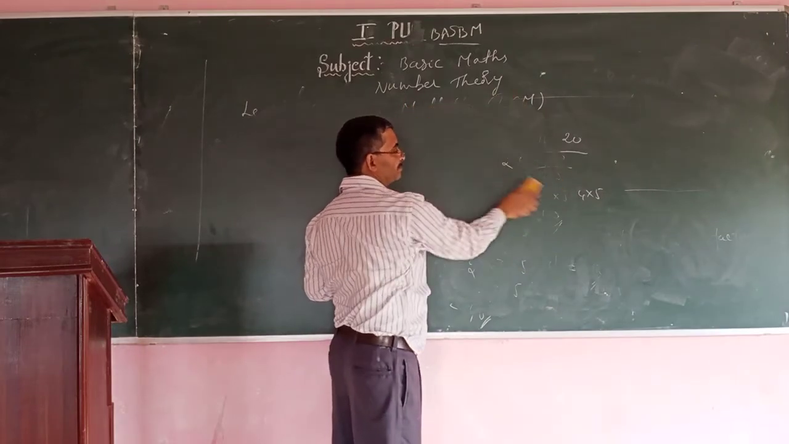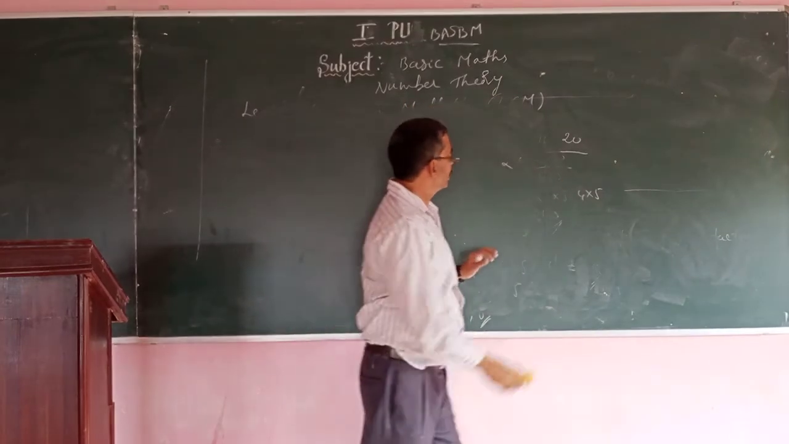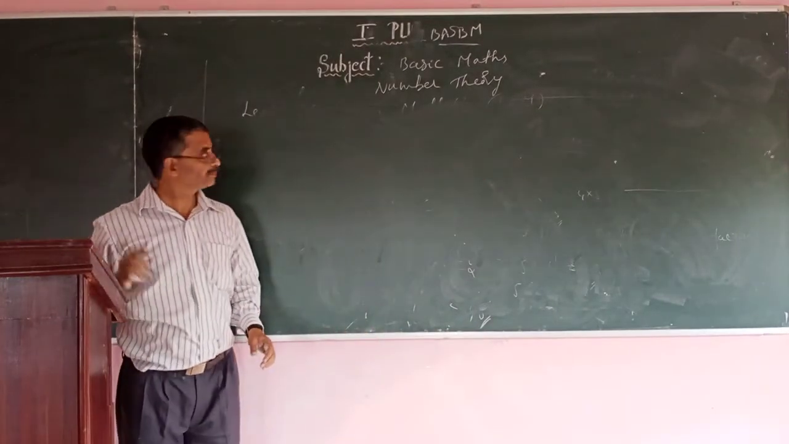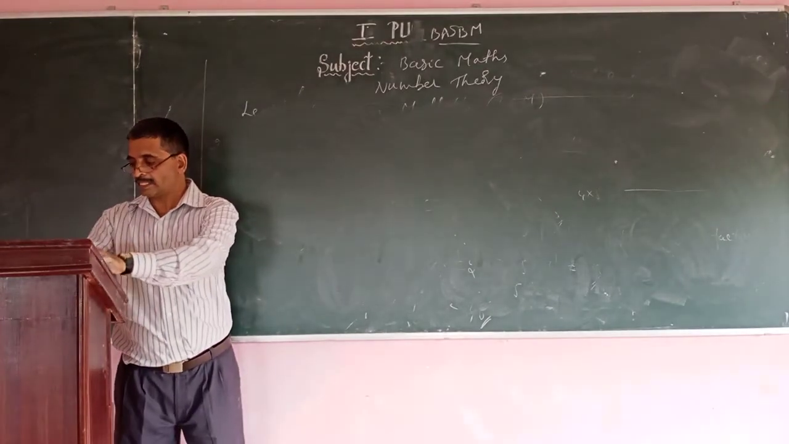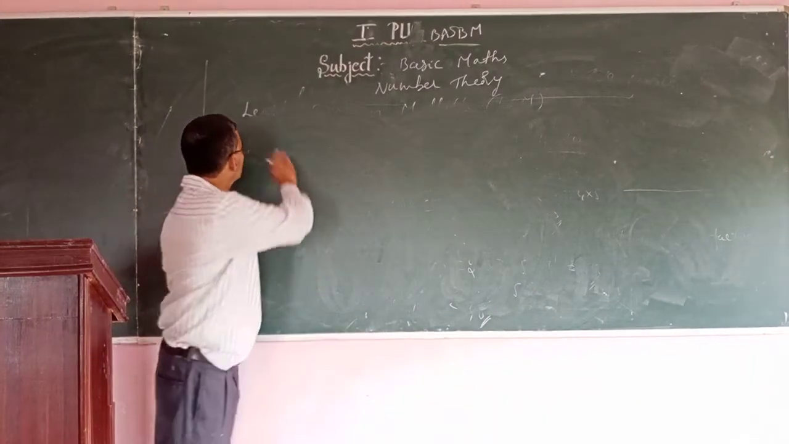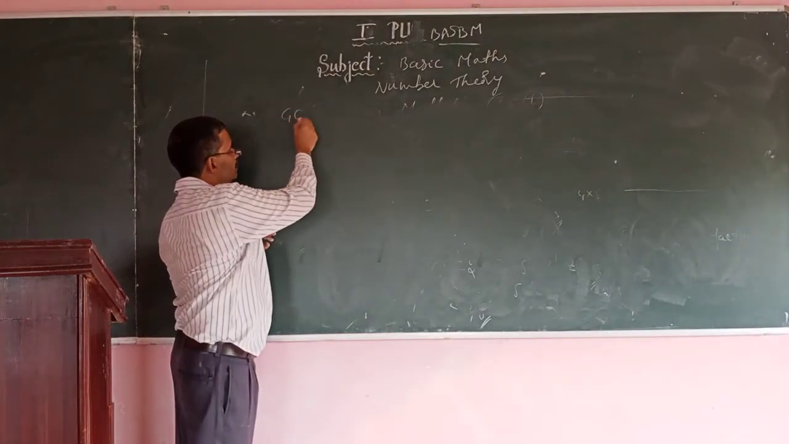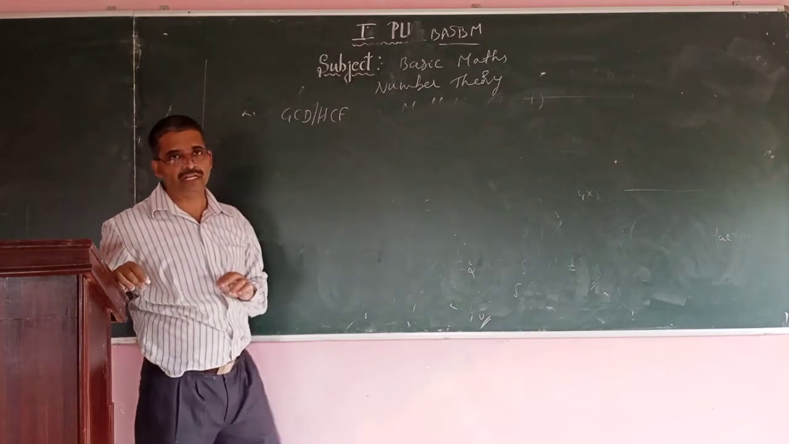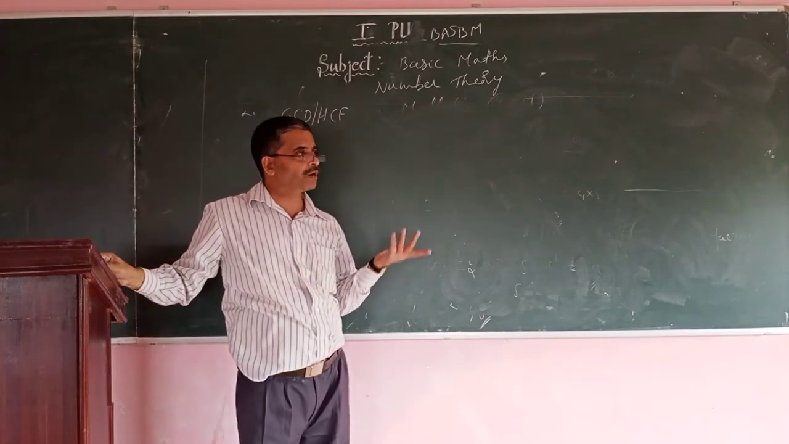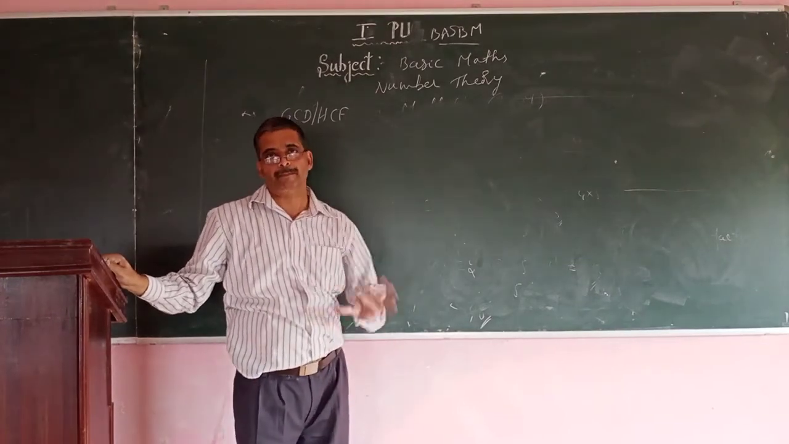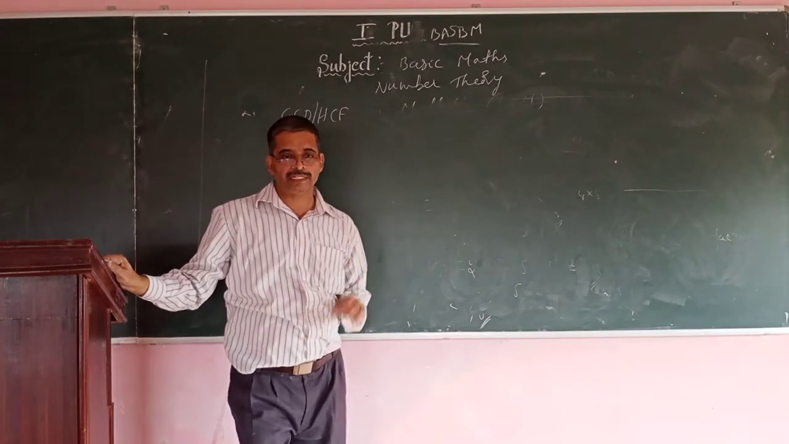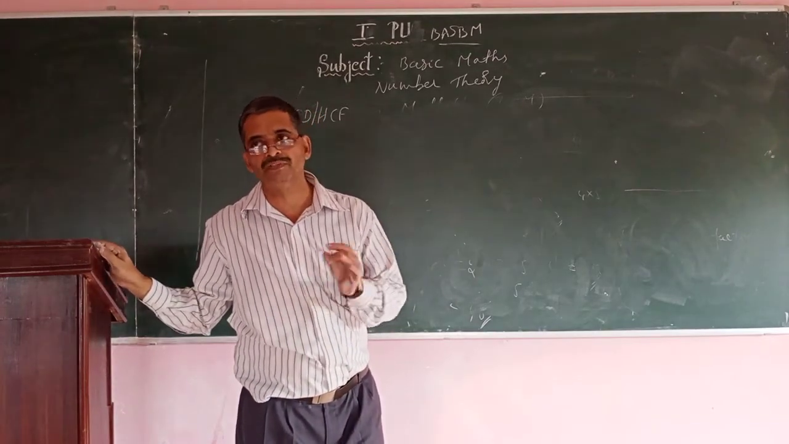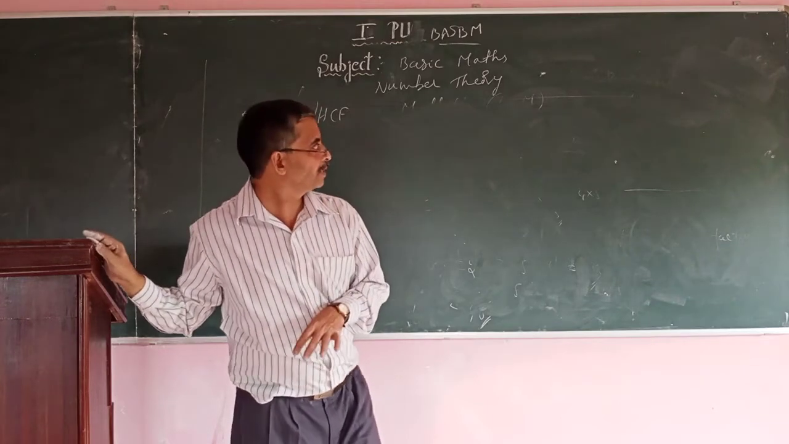Next, greatest common divisor, GCD or HCF. GCD means greatest common divisor. HCF means highest common factor. Both are one and the same.